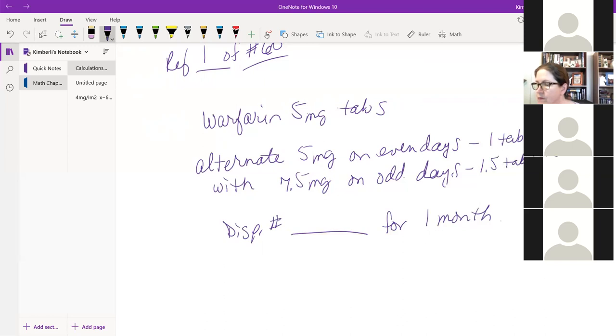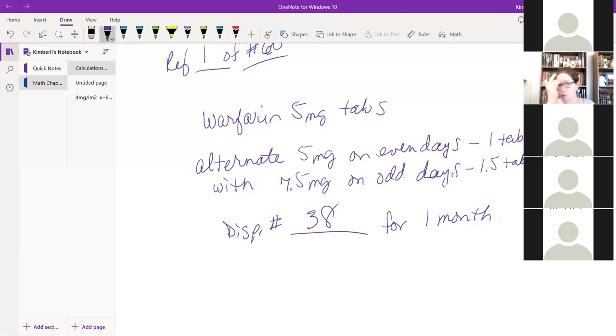So 45 plus 30, plus 15. No, not 45, 15, 22, okay. The 22.5, we should round it to 23, right? Right. So we're going to give them, instead of 37 and a half tablets, we're going to give them 38 tablets. Okay. So right there is 38.